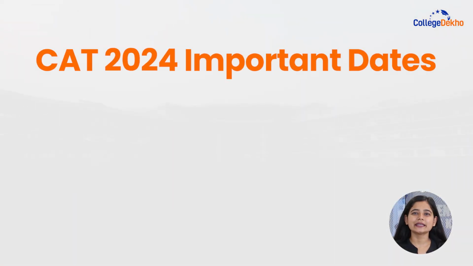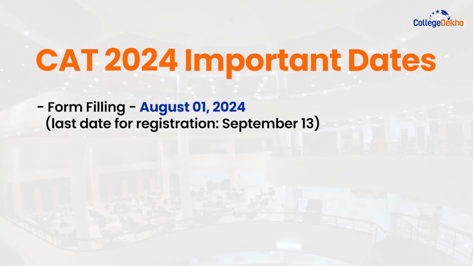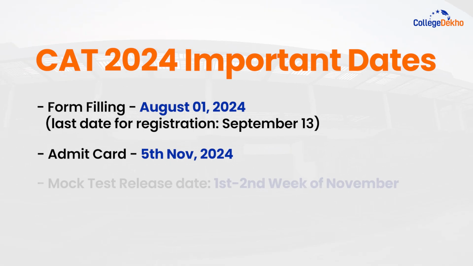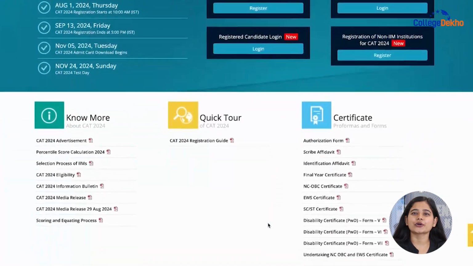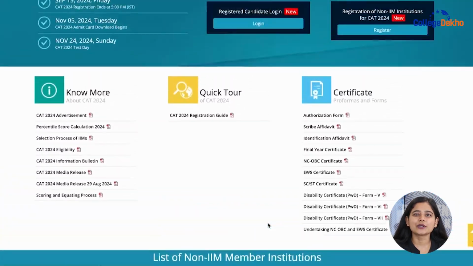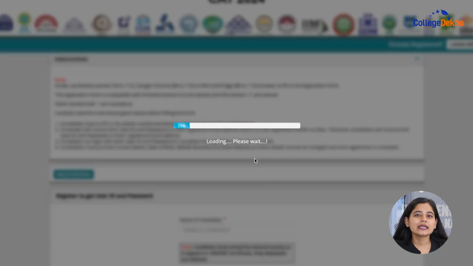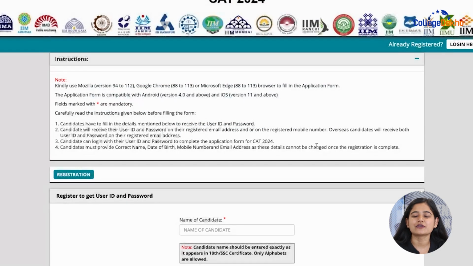Let's begin by highlighting the key dates of CAT 2024. Form filling started on August 1st, 2024. The last date of registration is September 13. The admit card will be released on 5th November. The mock test release date will be around the first or second week of November. The exam date is 24th November. It's crucial to mark these dates on your calendar, so I recommend setting multiple reminders, especially for the registration deadline. Remember, the CAT website can experience heavy traffic as the deadline approaches, so aim to submit your application at least a week in advance.